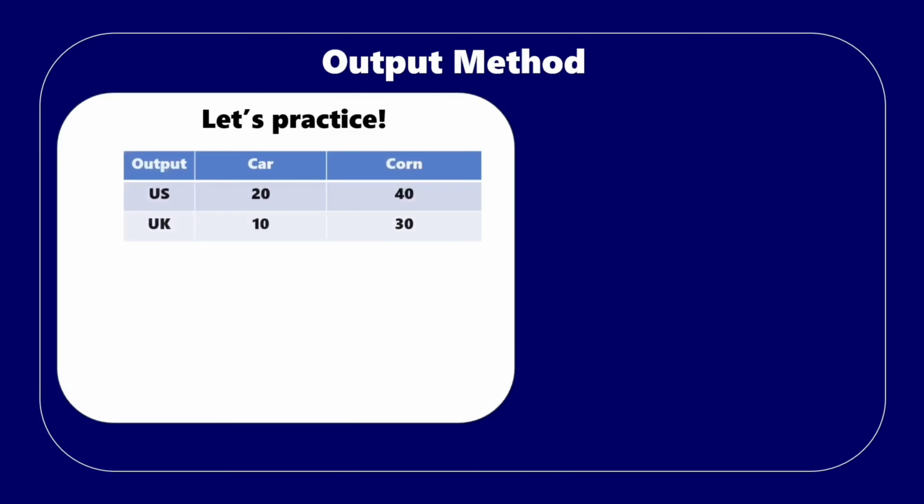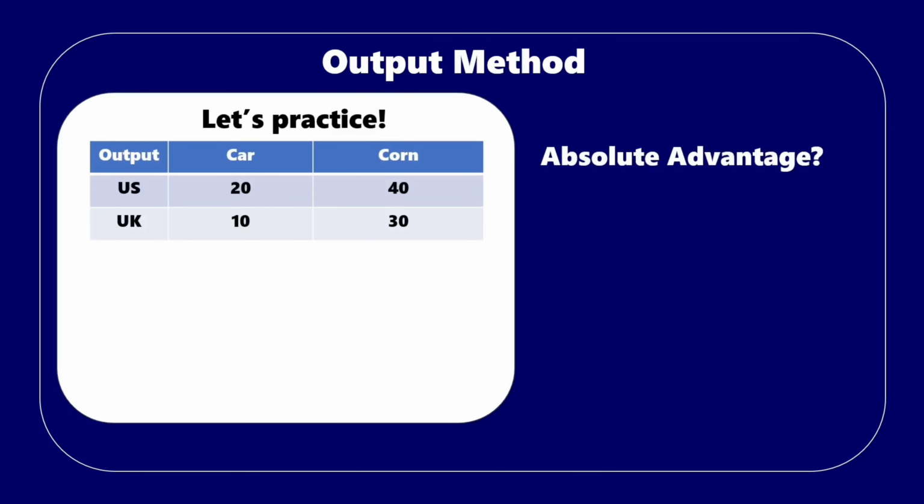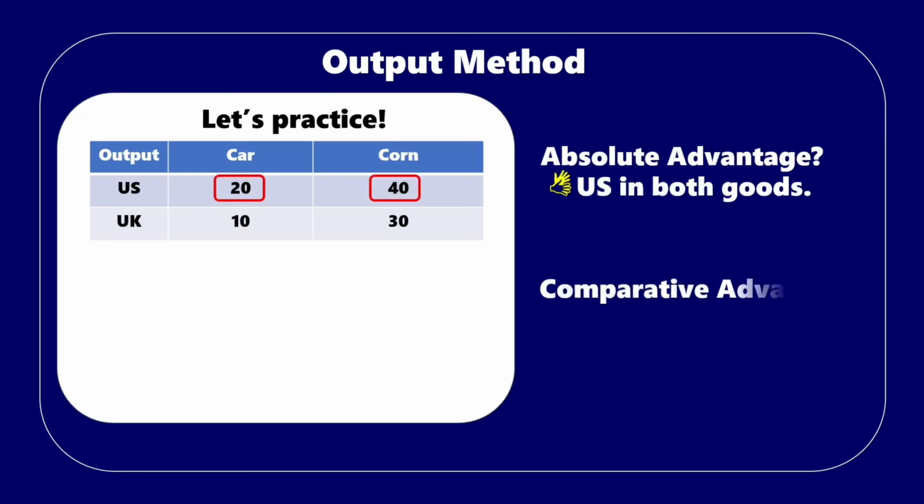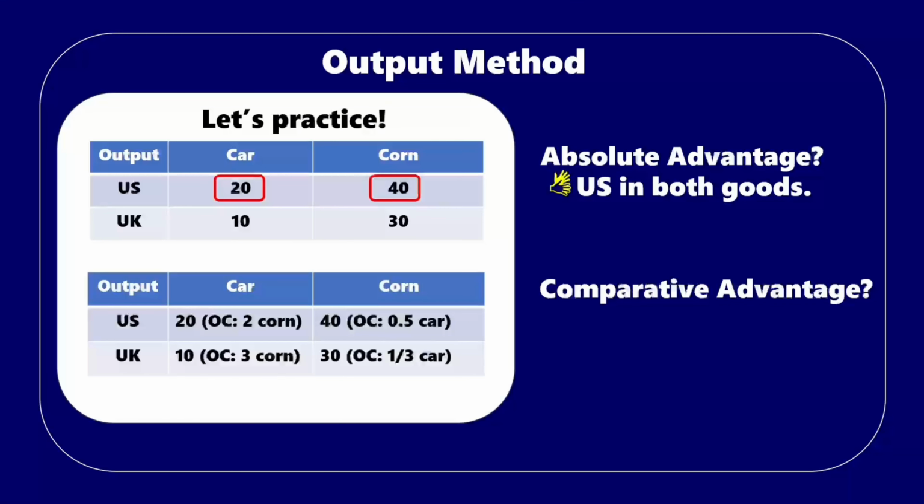Okay, let's first practice using the output method. The table here shows how much each country can produce using the same amount of resources. The US can produce 20 cars or 40 corn, while the UK can produce 10 cars or 30 corn. Well, who produces more in this situation? Well, 20 is greater than 10 and 40 is greater than 30, so the US has the absolute advantage in both goods. But who has the comparative advantage?